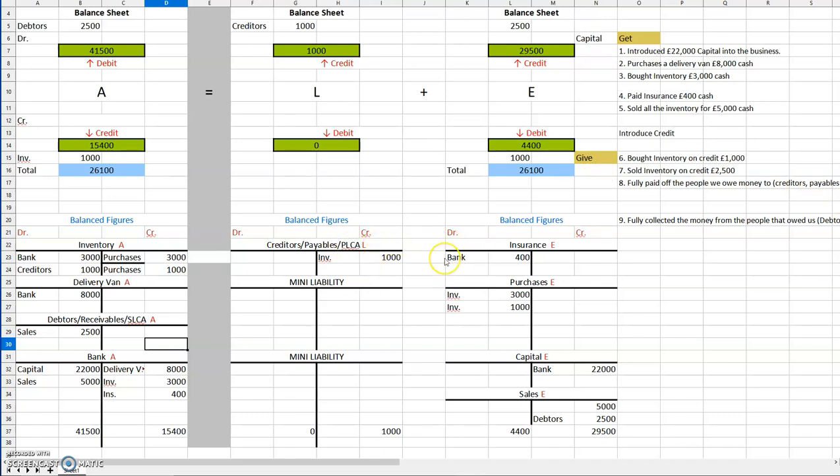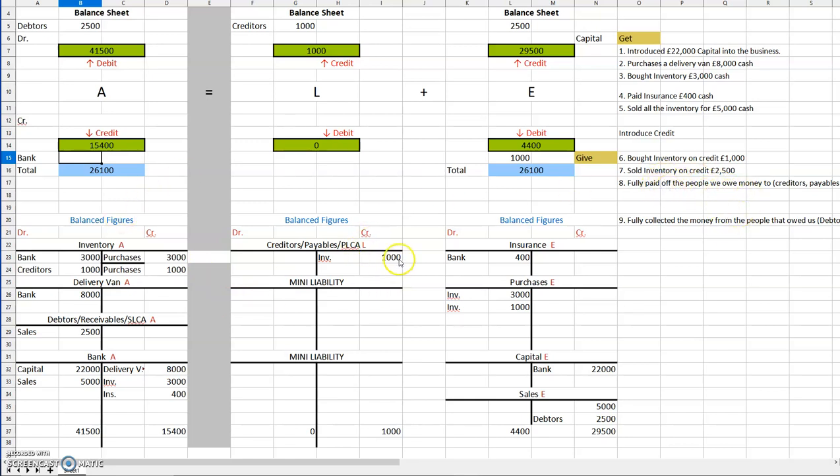Now, again, I think when we look at the assets for this, it's reasonably easy to understand. If you pay somebody off, what's going to happen to your assets, particularly what's going to happen to your cash? Well, it's going to go down. So I'll just change this a little bit. So your bank is going to go down. So you'd put that there. And actually, I'll say paid off the people we owe money to.